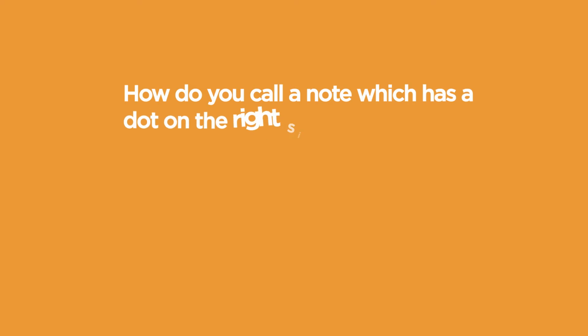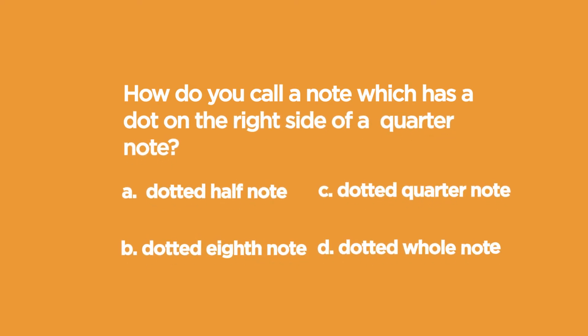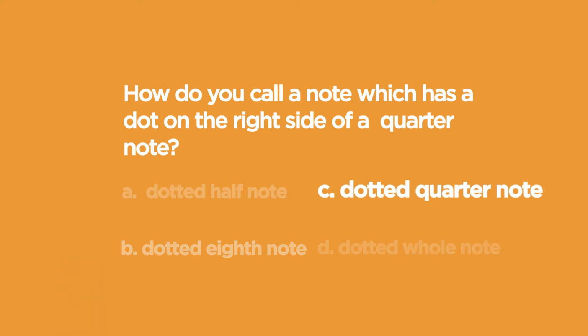How do you call a note which has a dot on the right side of a quarter note? A, dotted half note. B, dotted eighth note. C, dotted quarter note. D, dotted whole note. The correct answer is letter C.